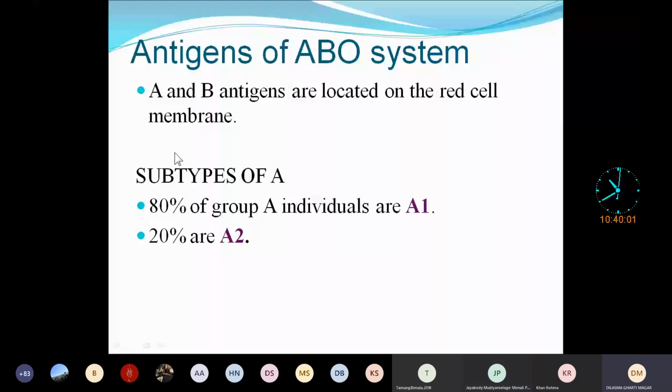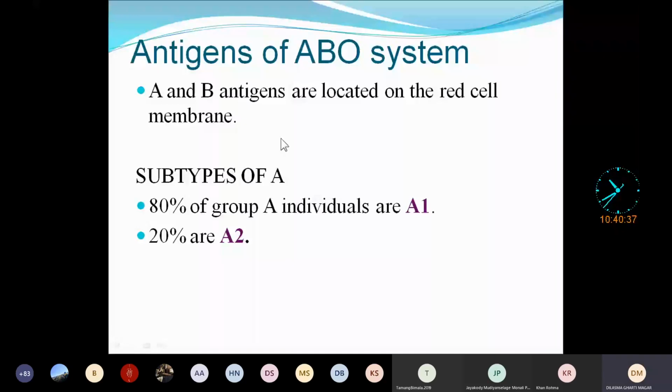In practical, suppose I ask a student, if your blood group is A positive, what will be the antigen? The person may answer the A antigen, isn't it? But if I ask where the antigen is present, somebody will say in the plasma and somebody will say somewhere else. So here you have to remember that this A antigen and B antigen are located on the surface of the RBC membrane. I just want to make this clear.